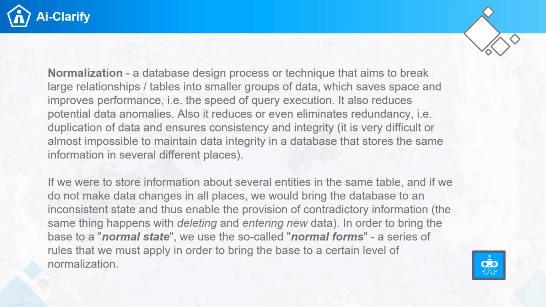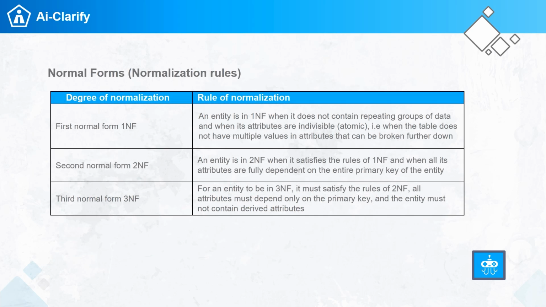In order to bring the table to a normal state, we use the so-called normal forms: a series of rules that we must apply in order to bring the database to a certain level of normalization. So, here is the table of normalization rules. On the left side we have the degree of normalization, and on the right are the rules we need to apply to bring the table to a certain level or degree of normalization.